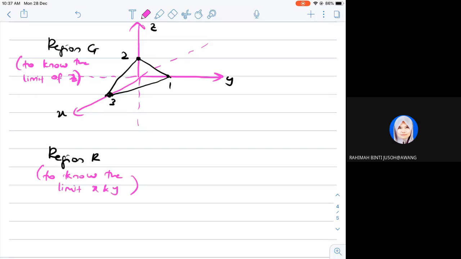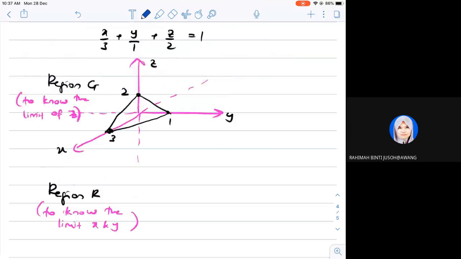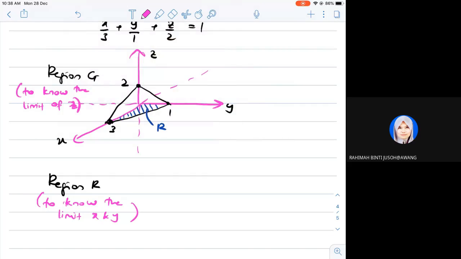Region R is actually the projection. I repeat, the projection of the view from above. From above, what do we see? We see the plane, the XY plane. Therefore, region R should be this, the shaded one. From above you can see the region that I shaded. Now let us sketch region R. Region R will be the X and Y axis.